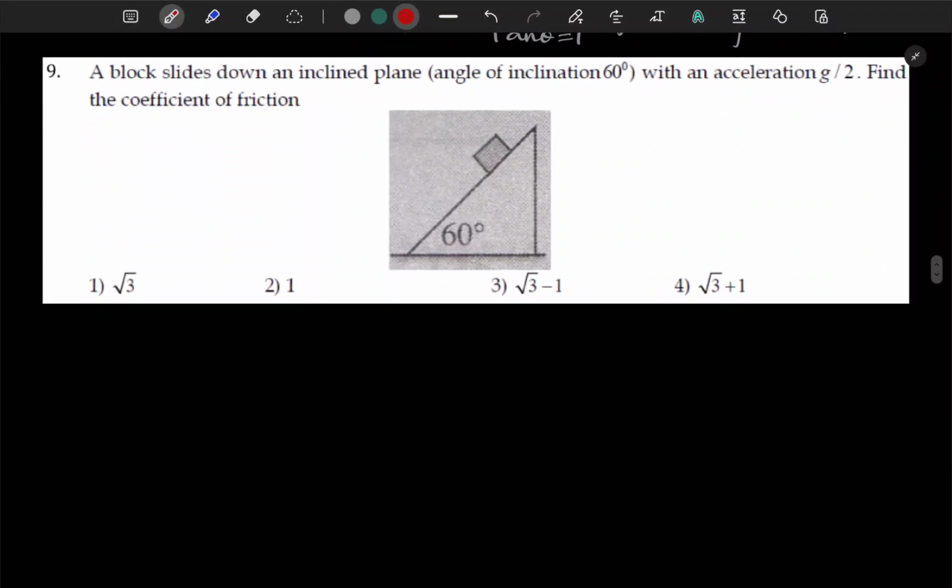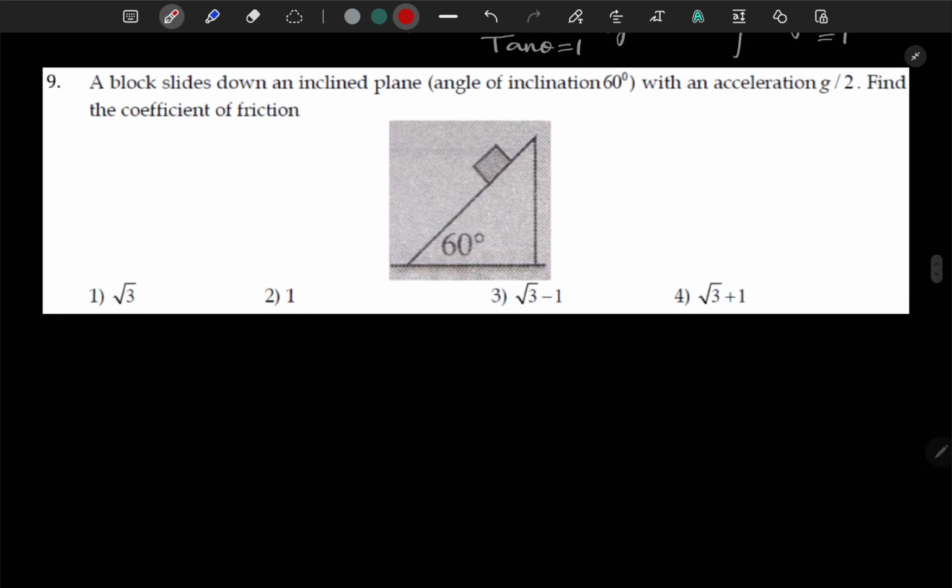Now here comes a very good question. A block slides down an inclined plane of inclination 60 degrees with an acceleration g by 2. Find the coefficient of friction. You have to simply see how many forces are acting on it. This is mg sin theta, which is mg sin 60 degrees. And in this direction there is a friction. Here it is.